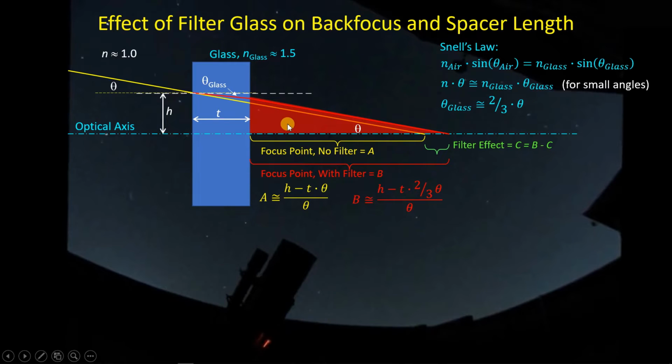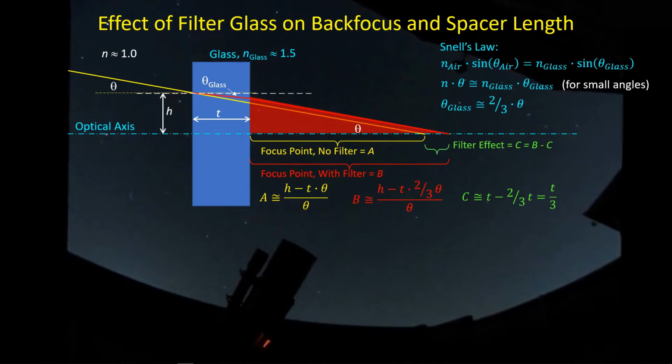And if we take advantage of, again, a larger triangle now, because that point is, the red line is impinging a little bit higher up here, now we have h minus t times 2/3 theta, again 2/3 coming from this ratio of these indices of refraction, and we get b, and then simply subtract those, and we get C is equal to T minus 2/3 of T, which is T over 3, and you've probably heard that before. In other words, the effect of a filter is 1/3 the thickness of the filter glass.